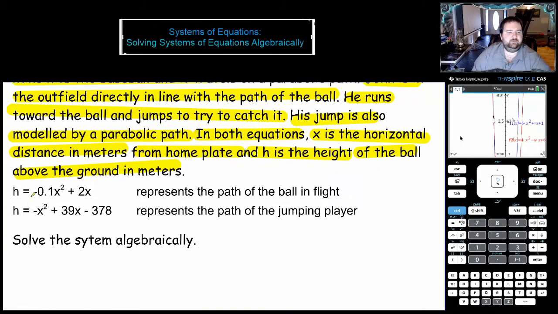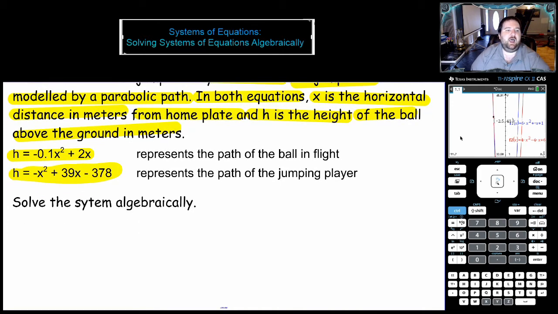And so we have these two that are given to us. This is the path of the ball in flight, and this is the path of the jumping player. Solve the system algebraically. All right, this looks fun. Let's give it a shot. How am I going to do this? This seems like a no-brainer now. So my h values are both 1. Let's just eliminate.